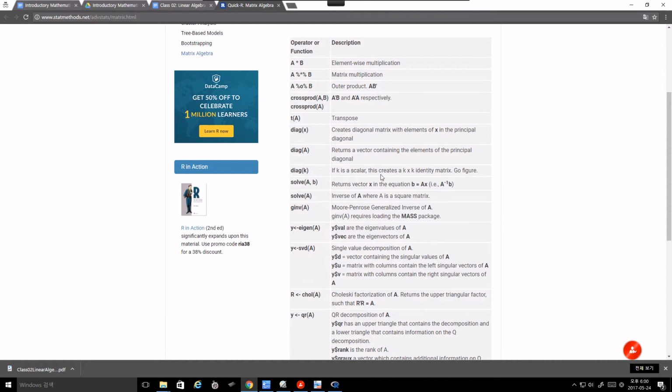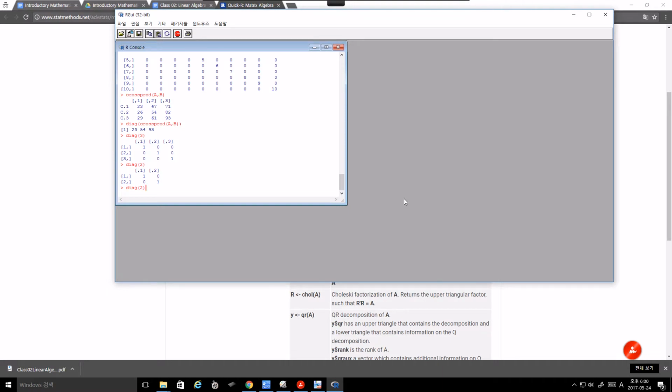So this is the same as b equals Ax, such that this x is, as you see, A inverse b. So if you do this, solve(A) returns A inverse, the inverse matrix.